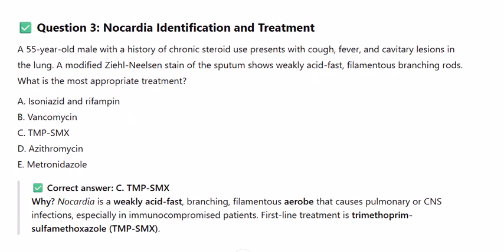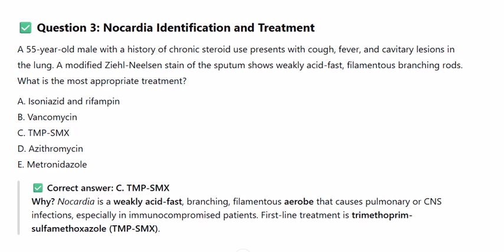Question 3. Nocardia identification and treatment. A 55-year-old male with a history of chronic steroid use presents with cough, fever, and cavitary lesions in the lung. A modified Ziehl-Neelsen stain of the sputum shows weakly acid-fast filamentous branching rods. What is the most appropriate treatment?